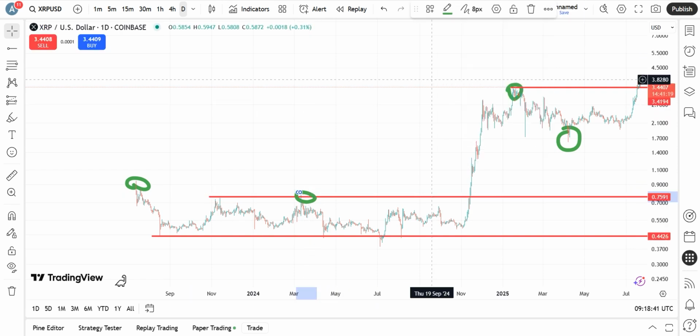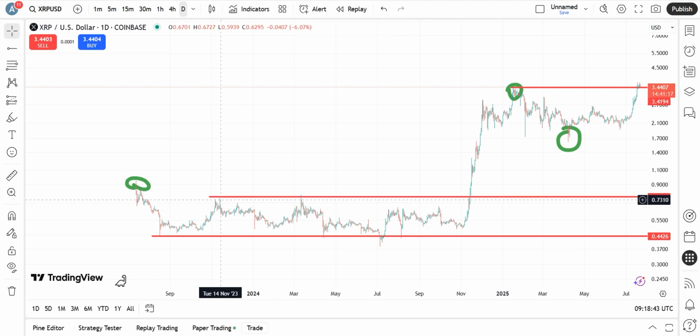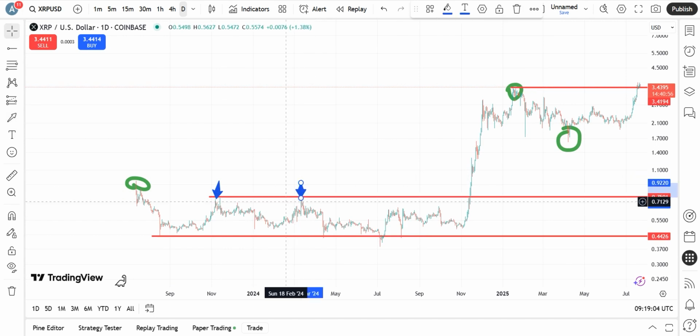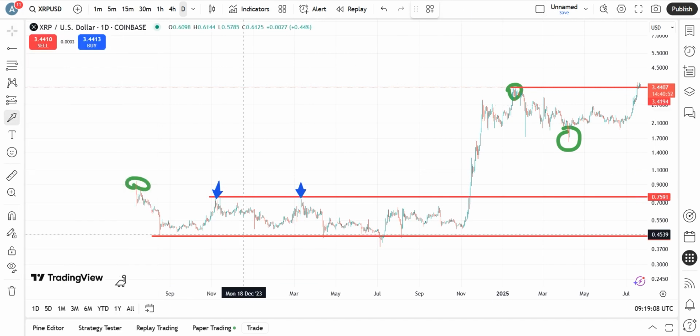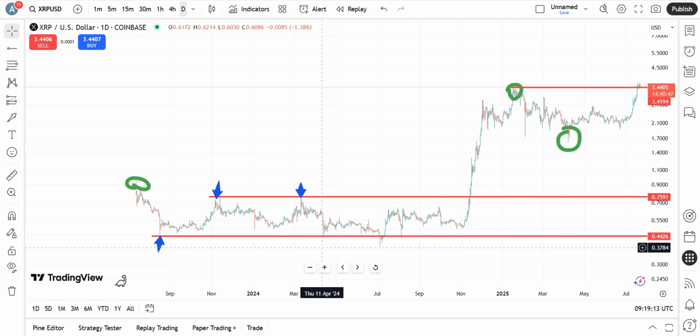And you see the price been reacting to this support and to this resistance in the positions indicated, like right there, right there, right there, right there.